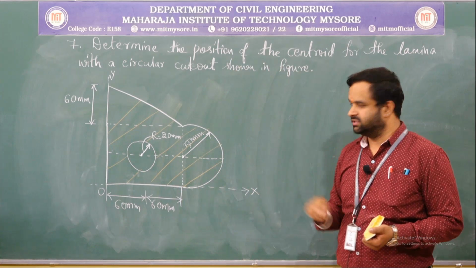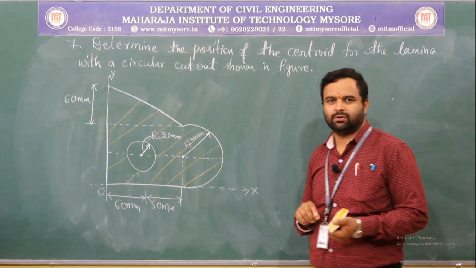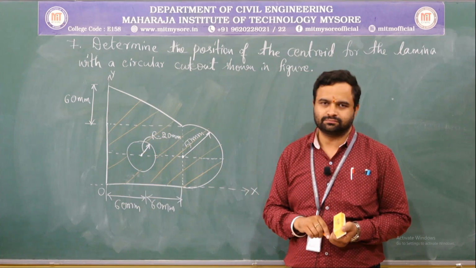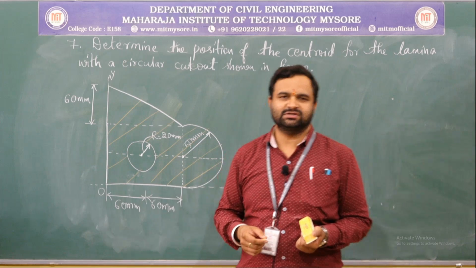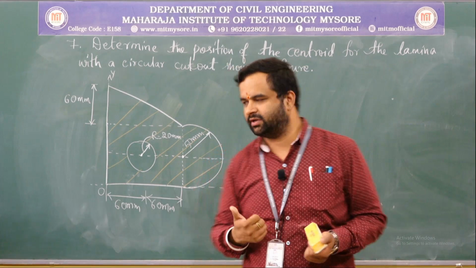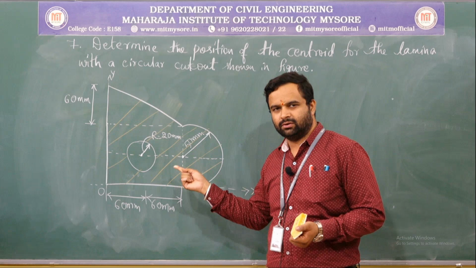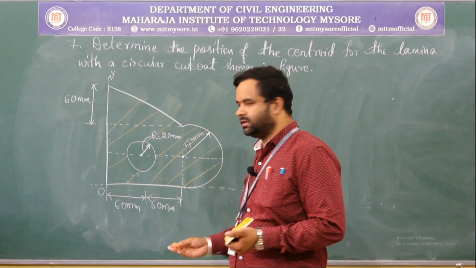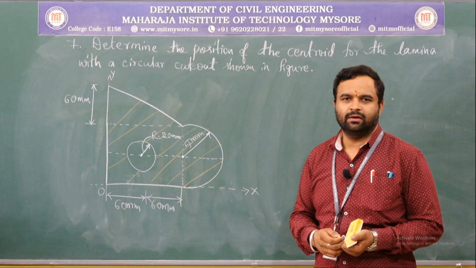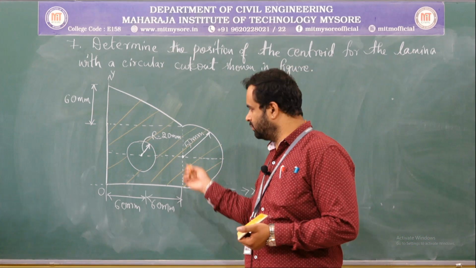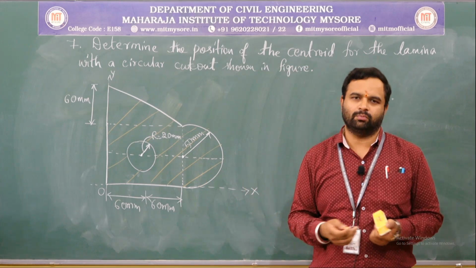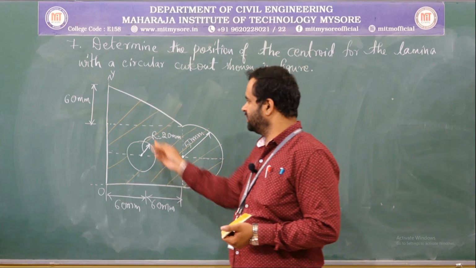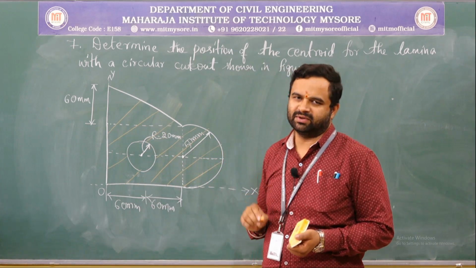Okay. So, this is the lamina whose centroid has to be located with this circular opening. Now, the usual steps are, find any axis of symmetry. Is it possible here? No, it is not. Then write the reference axis. I have already written the reference axis. Then divide the composite section into known components. If you divide these unknown components into known components, then we can easily write the component numbers.